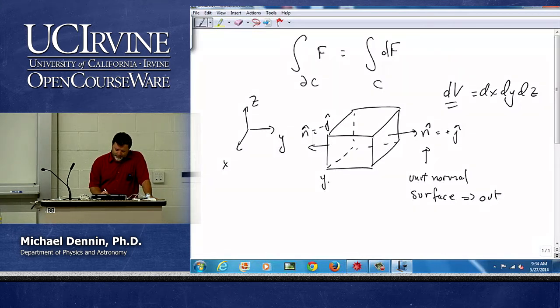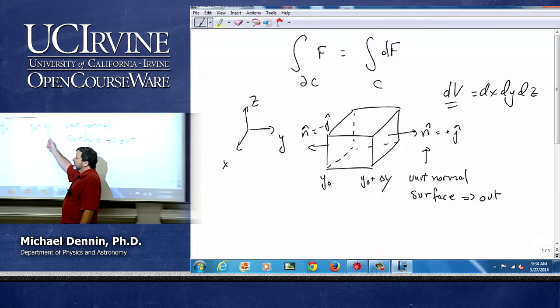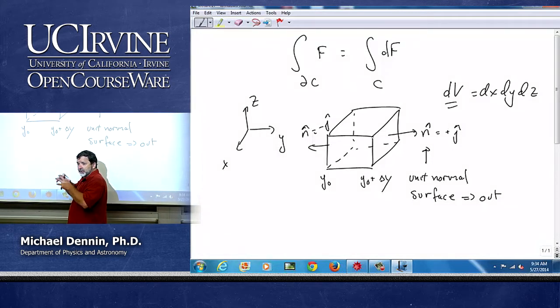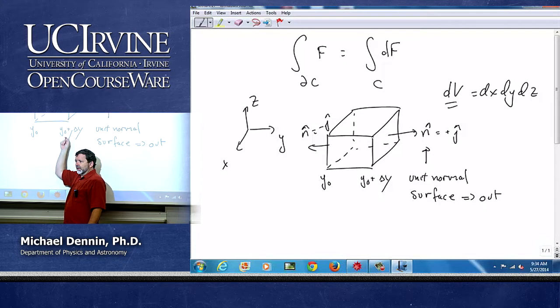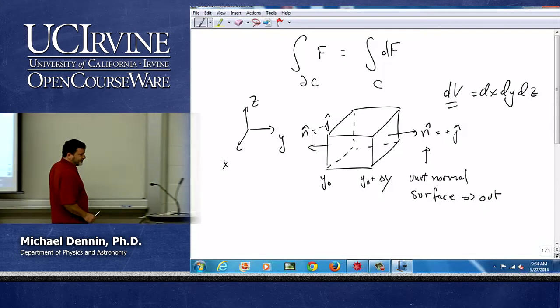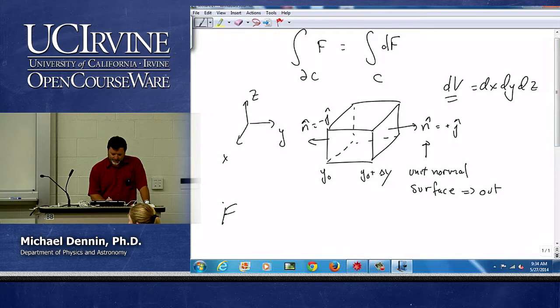I'm going to consider initially my little cube having a finite delta y, and we'll take the limit as delta y goes to 0 to make it my little differential cube. So I'm going from y naught to y naught plus delta y, as I'm going in the increasing y direction. And I have some vector field f that's sitting everywhere in space, so it'll have components fx, fy, and fz.